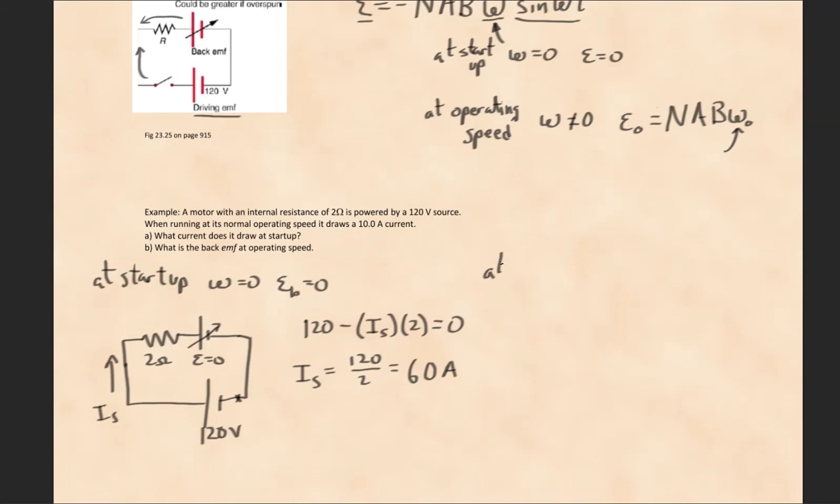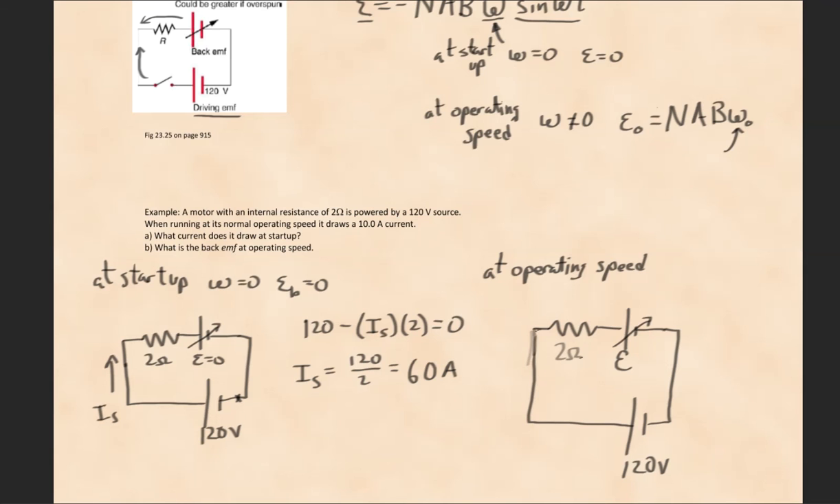And so the startup current is just the 120 volts divided by the 2 ohm resistance, which is 60 amps. At operating speed, draw the circuit again: back EMF, which is variable, the driving EMF, which is 120 volts. This is the source that it's plugged into, 2 ohms, there's some current flowing. And they tell me that at operating speed, it draws 10 amps of current. So when I first turn it on, it draws 60 amps of current. This was the answer to part A. But as the motor speeds up and the back EMF grows, the current decreases.